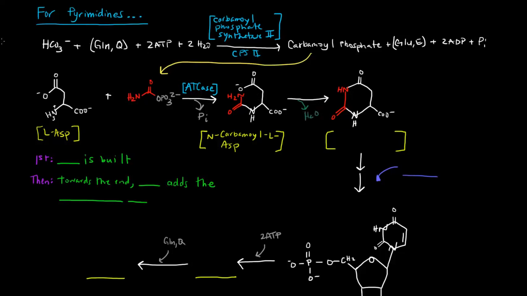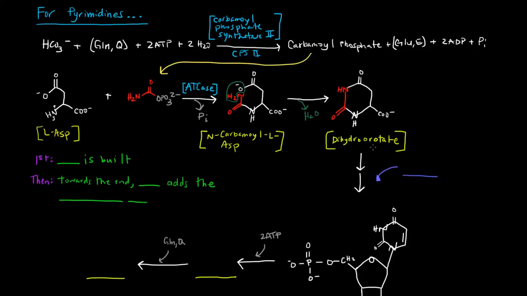So then once we have this N-carbamyl L-aspartate around, we're going to lose some water to form this bond here. Actually, let me be specific there. We're losing this H2 and this O here, right? And then we get this molecule here, and this molecule is called dihydroorotate. I have no idea how to pronounce that, but this is what it is. That's really not too important.